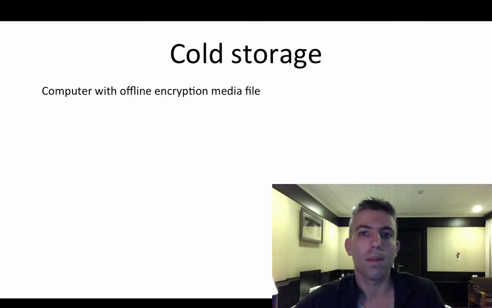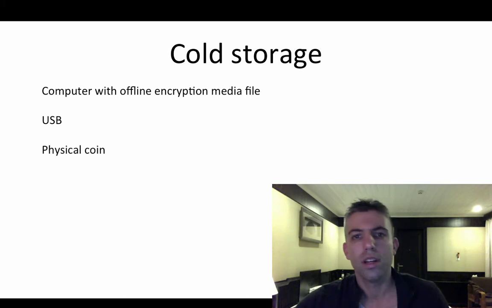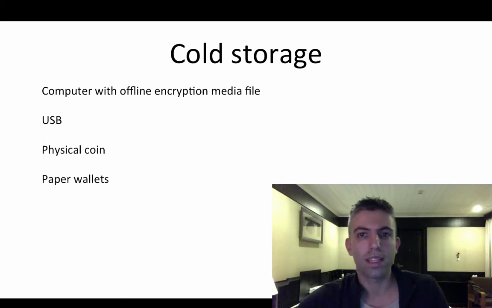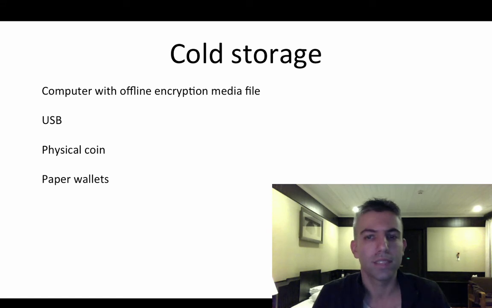So people may be able to access your private key, but they can't decipher it. A flash drive, basically keeping a flash drive with your Bitcoins on it, which is not connected to the internet, could be cold storage. Physical coins, like we talked about. There's also something called a paper wallet, which basically means you can print out your public key and private key to a paper wallet, and then you just need to keep that piece of paper safe somewhere with you.